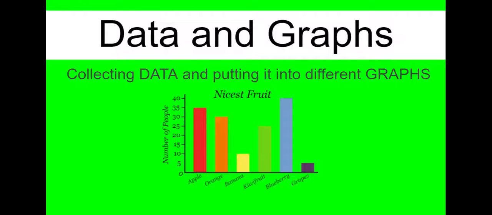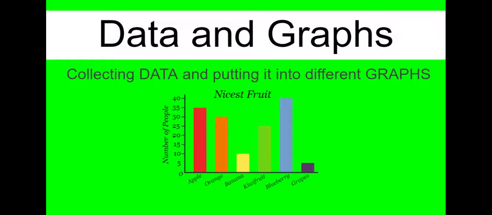So when we're using graphs, it's usually used to make information easier to see, and it's easy to answer different types of questions. For example, looking at this bar graph right here over the nicest fruit, I could ask you a question of, do more people like apples or do more people think kiwi fruit is the nicest fruit? Very good. If you said apples, you're correct, because if you look at the graph, the number of people who chose apples was 35, but the number of people who chose kiwi fruit was 25.